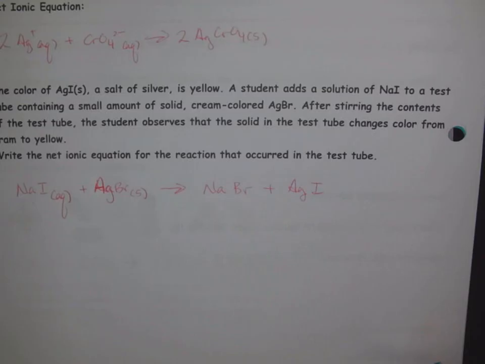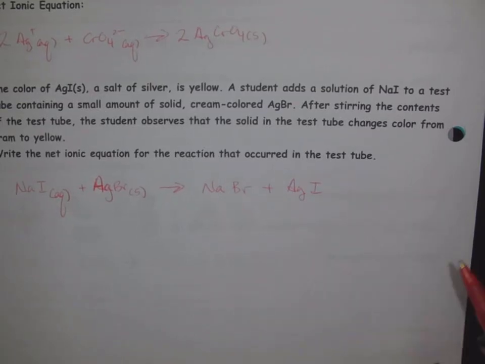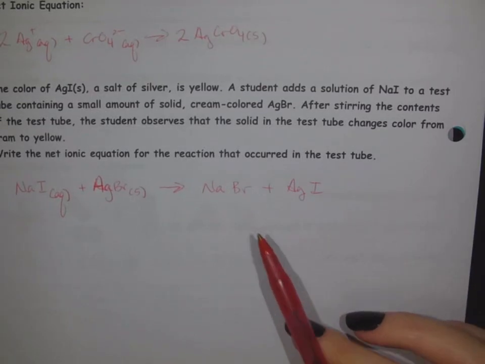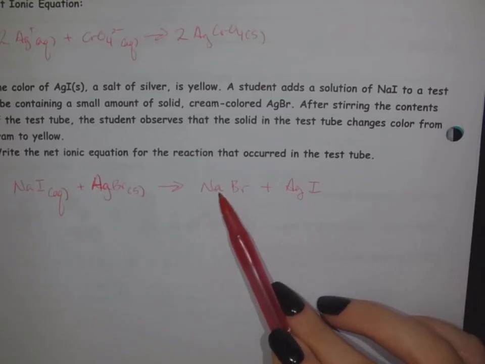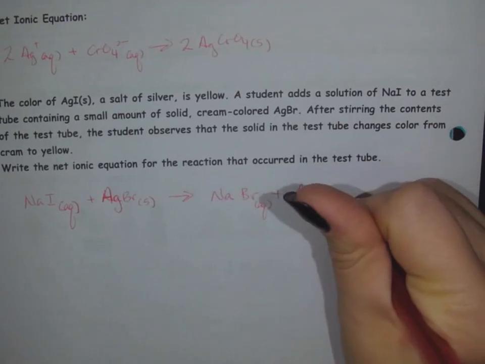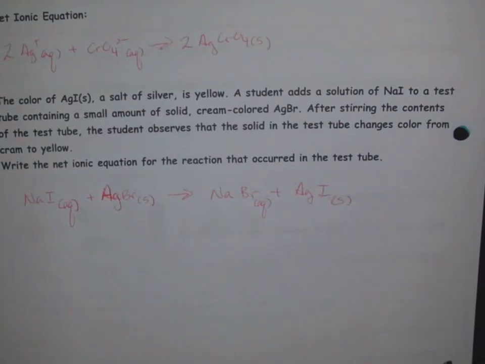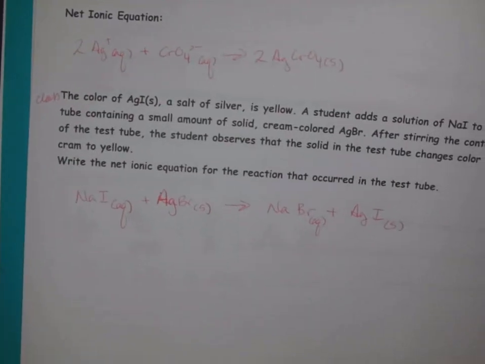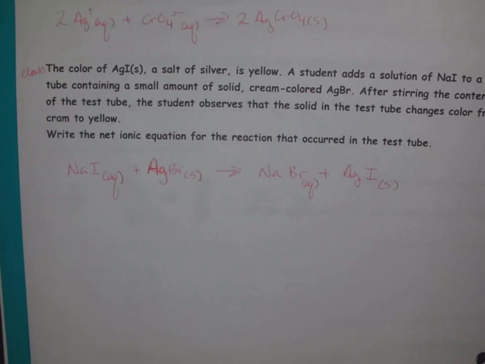However, it's saying that there is a solid. One of these has to be solid. And reminder, group 1 ionic compounds tend to be aqueous, not solid. So I bet this is our solid. And it makes sense because they're saying that this new solid is yellow, and the very first sentence there is the color of silver iodide is yellow. So I think this is the chemical reaction, and I don't need to balance it. It's already balanced. So then what would the net ionic be?